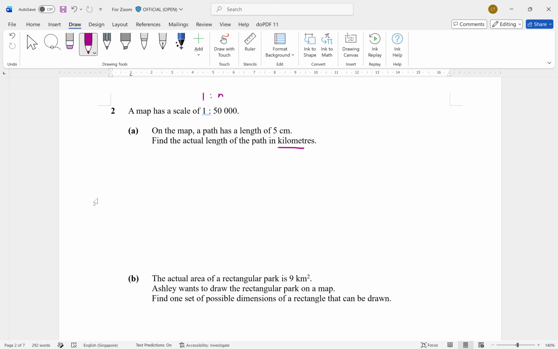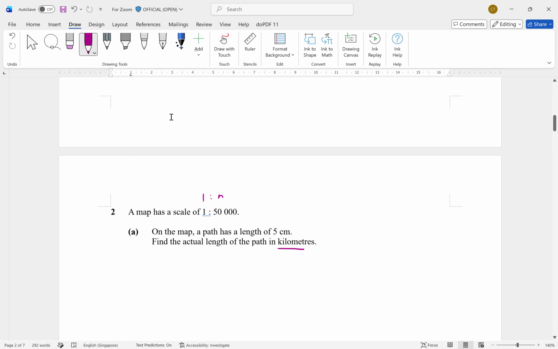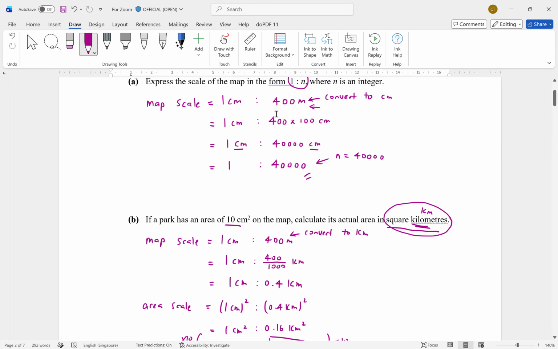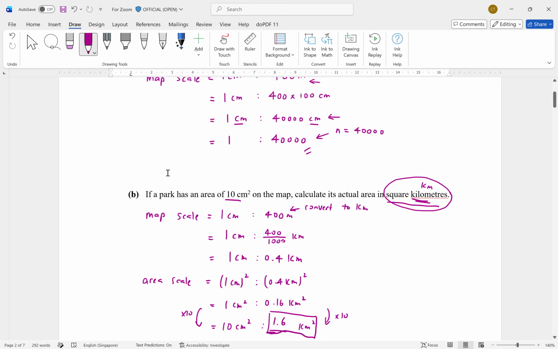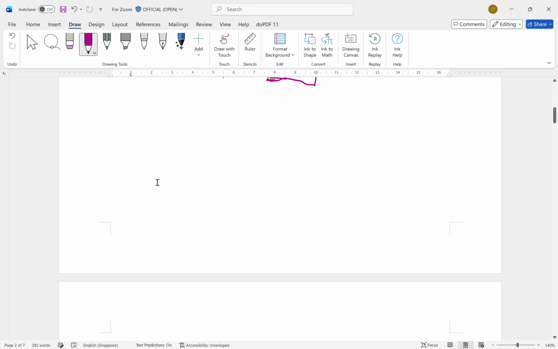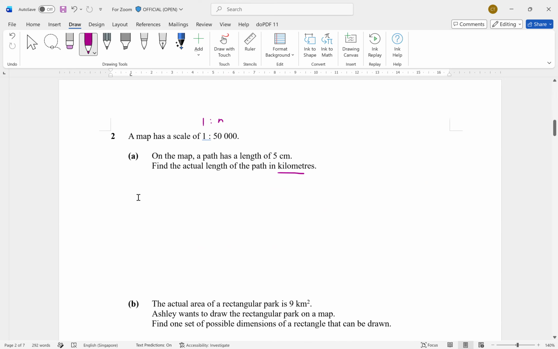If you recall, in order to get 1 is to n, we need to change both sides to cm. Since they give us in the form of 1 is to n, when we go backwards, both sides are in cm. Now we can write out the map scale. It will be 1 cm is to 50,000 cm.